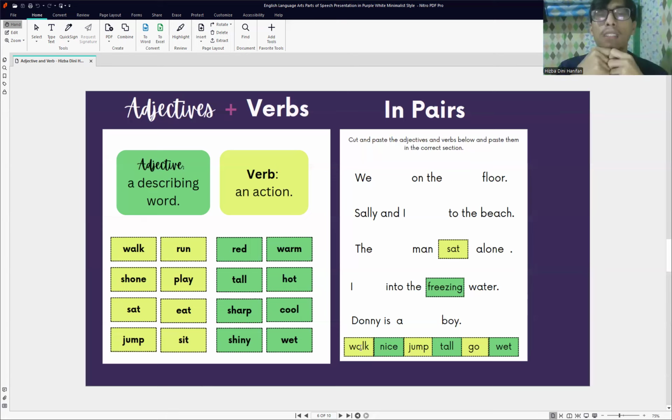I blank blank blank into the freezing water. What's the answer? Budi team. Come on, Budi. Work on that. I blank blank blank into the freezing water. What's the answer? The correct one, of course. Nice, Budi and the team. I jump into the freezing water.